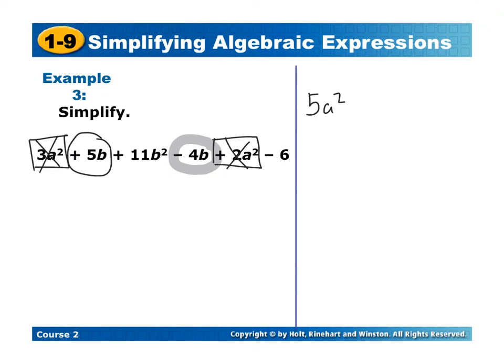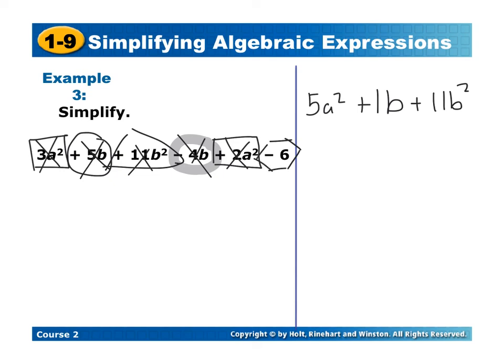So now as we're looking at this, we have 5 b's, but I'm taking away, because there's that subtraction sign, 4 b's. So now I am left with 1 b. And you wouldn't have to write the 1 there, but if it helps you, you definitely can. I'm going to cross these out. I'm going to go to my next one, which is 11b squared. Since there aren't any other b squareds, it's just going to stay 11b squared. And then same thing with that minus 6. It's just going to stay minus 6 as a constant.